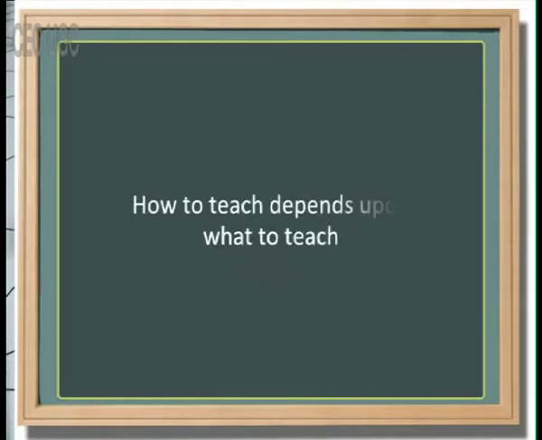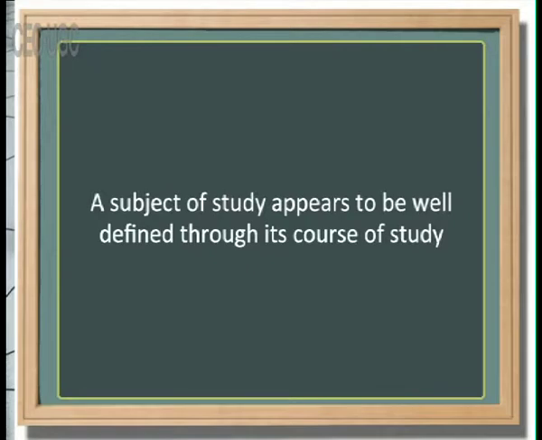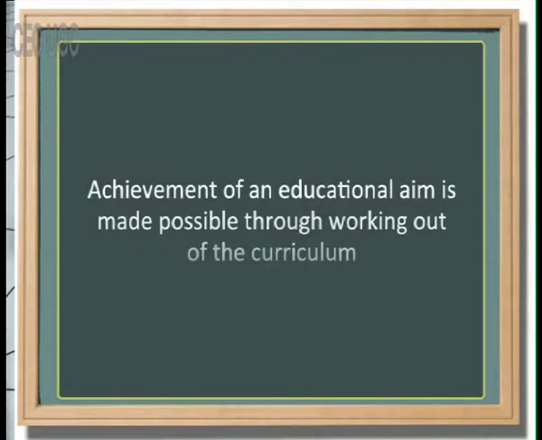Second, curriculum can build up a suitable method of teaching to be adopted by the teacher. How to teach depends upon what to teach. Third, organized and systematic study of a subject is made possible through curriculum. A subject of study appears to be well defined through its course of study. Fourth, achievement of an educational aim is made possible through working out of the curriculum. It can make our educational aim a reality.